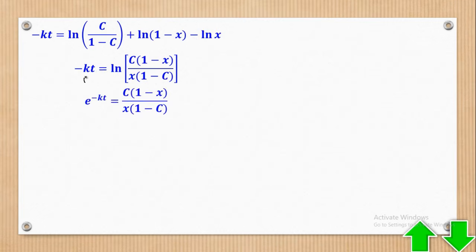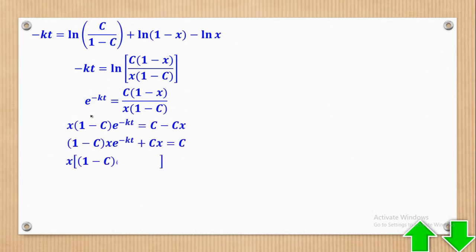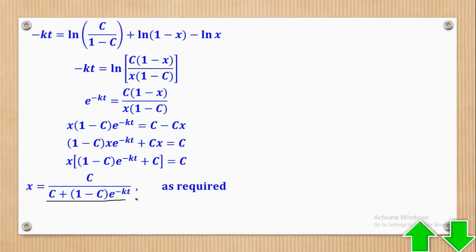Therefore, put e on both sides, e this side and e this side. Now, the e for this side will cancel with this ln, but this side will remain. That's why you see here exponential of negative kt. Then cross multiply. Now, our aim is to make x the subject. So simplify and try to look for making x the subject. So now we shall come up with the value of x being equal to this, and that is what was required. So now we shall go to Roman 3.